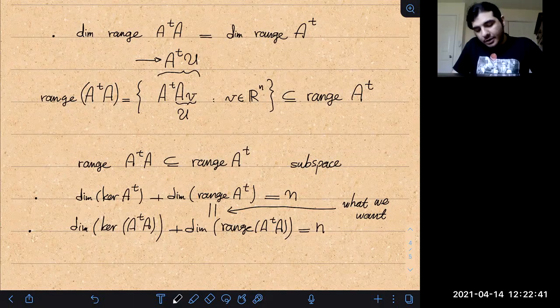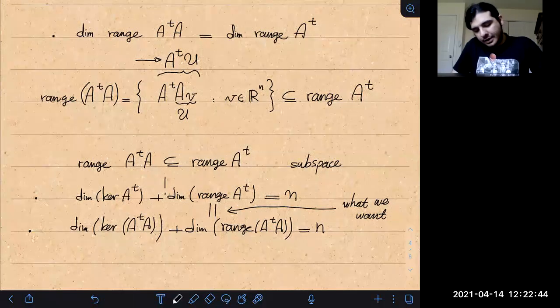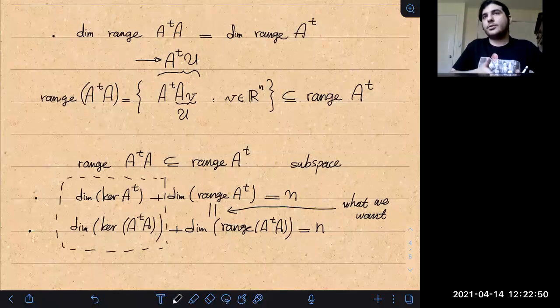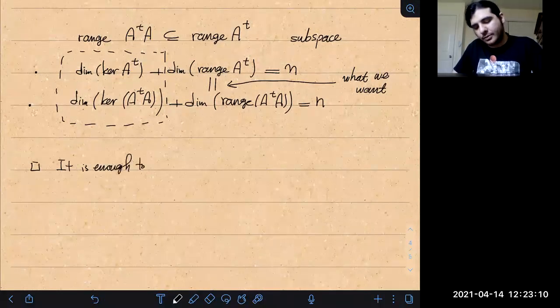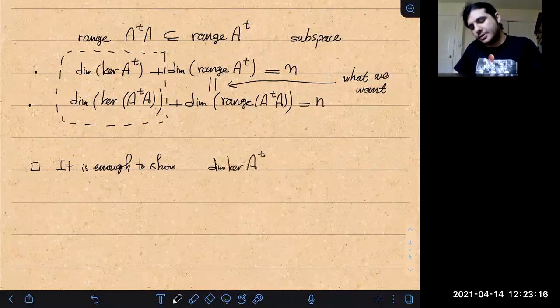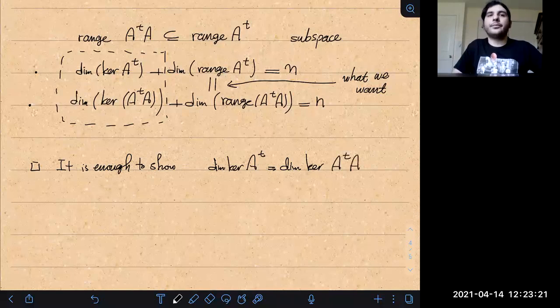So if I can show these two quantities are equal, then using these equations, because of course n is equal to n, the right-hand sides are the same. Therefore, the dimension of the range of A transpose would be equal to the dimension of the range of A transpose A. So it is enough to show the dimension of the kernel of A transpose is equal to the dimension of the kernel of A transpose A, right?